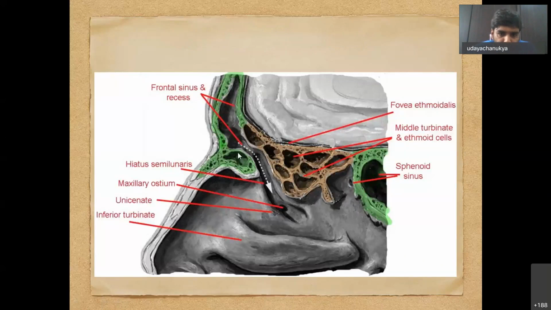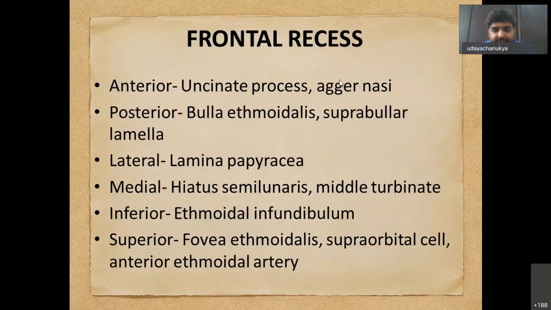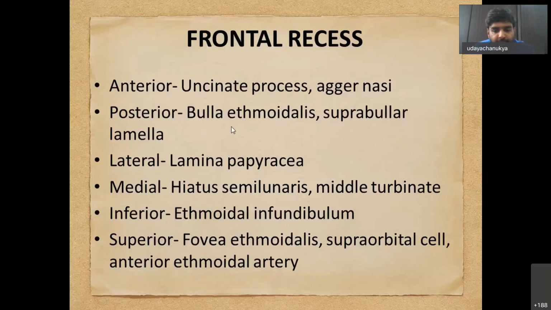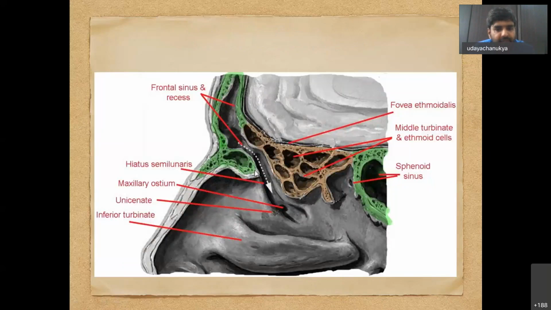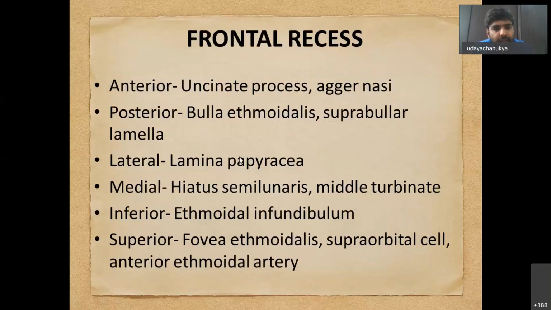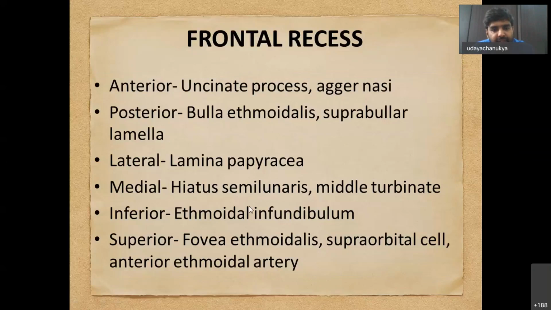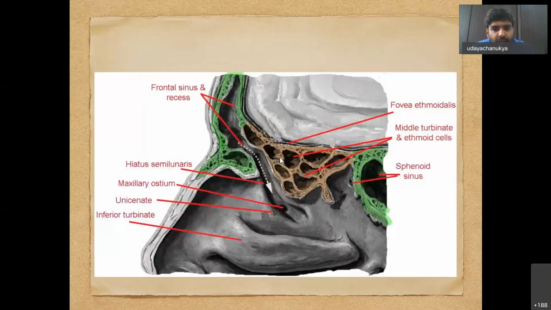If this is the frontal recess, anteriorly it is the agger nasi. Posteriorly, it is the bulla. Laterally, we cannot see it in this picture, but it is the lamina papyracea. Medially, which is the draining part, is the middle turbinate and the hiatus semilunaris. Inferiorly, it is the ethmoidal infundibulum, and superiorly, it is the fovea ethmoidalis or supraorbital cell. The fovea ethmoidalis is part of the skull base, which I will show you a bit later.